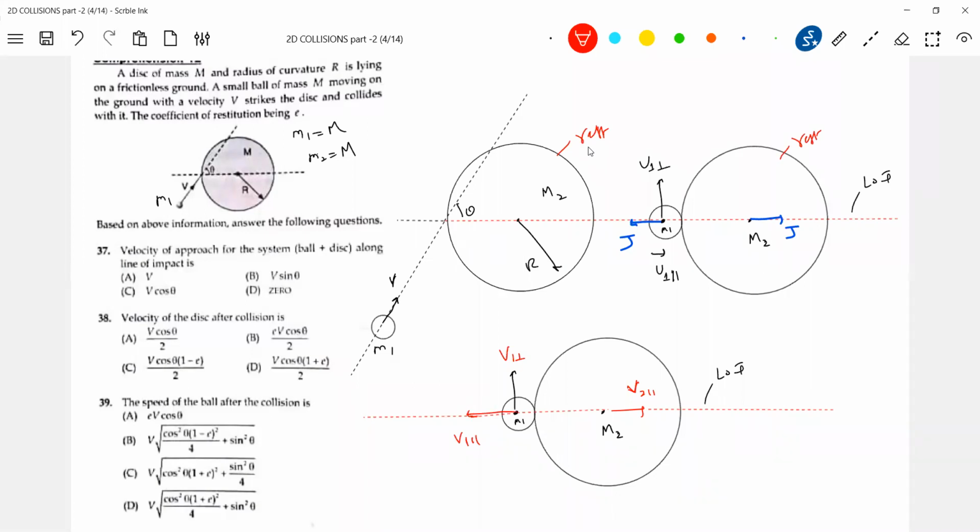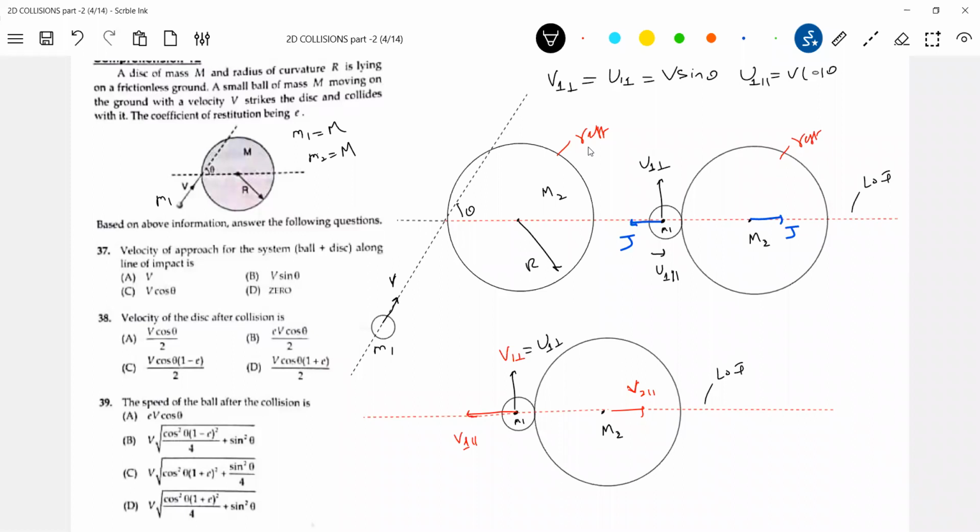Now get into the equations. u1 perpendicular should be v sin theta, and u1 parallel should be v cos theta. v1 perpendicular should be equal to u1 perpendicular, because the impulse is acting along the line of impact, and the components of velocities directed perpendicular to the line of impact will not change. So v1 perpendicular equals u1 perpendicular.